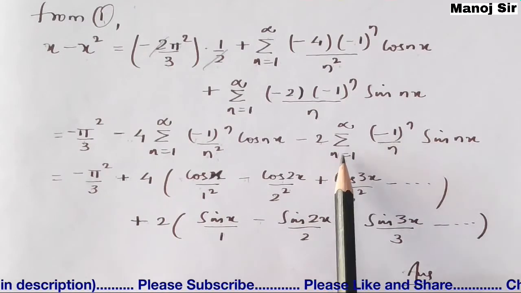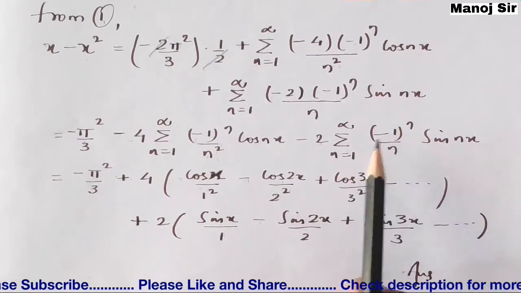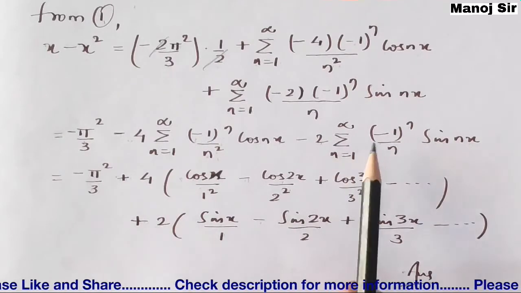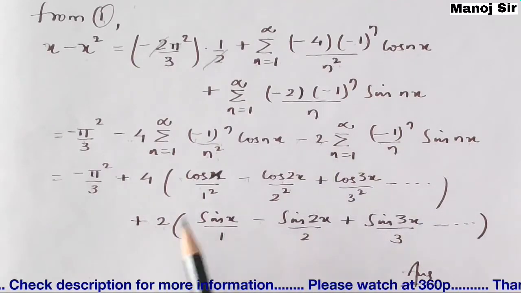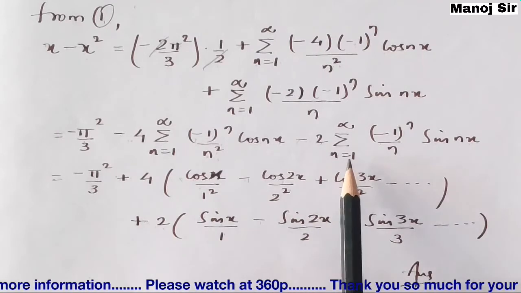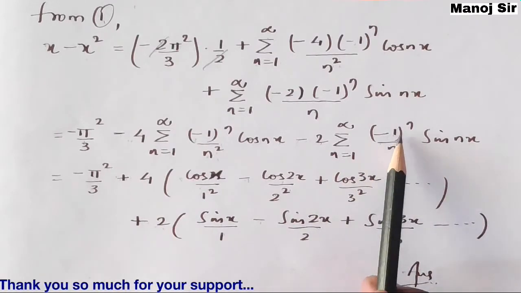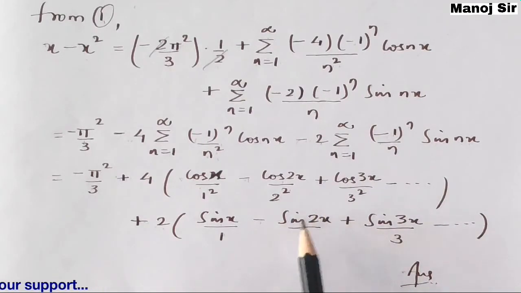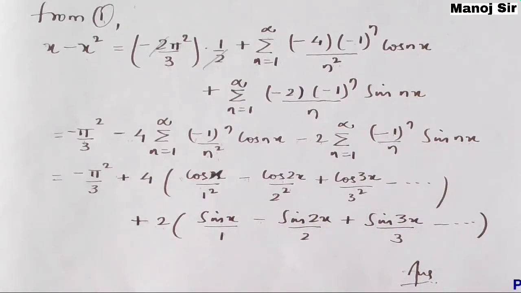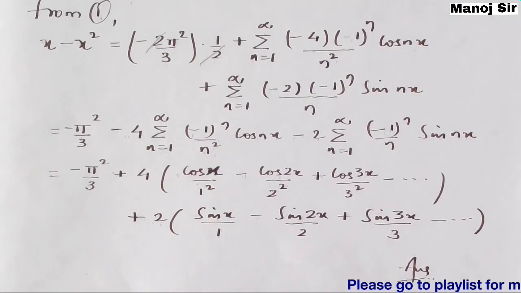Here again, if you see n equals 1, this is going to be negative, and negative will become positive. If you take negative common, the first term will become positive. Similarly put n equals 2, this will become positive, since we have taken negative common. In this way only you can get the series.